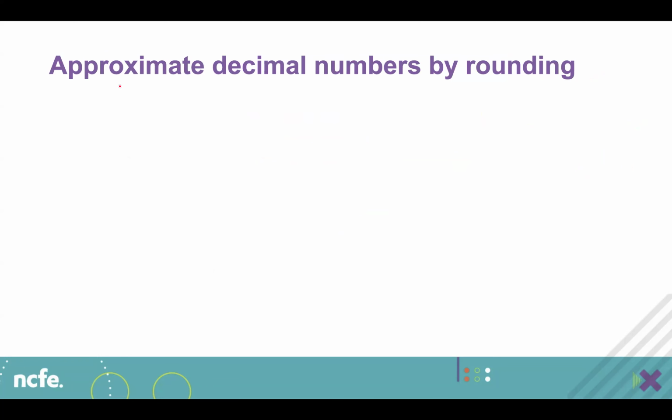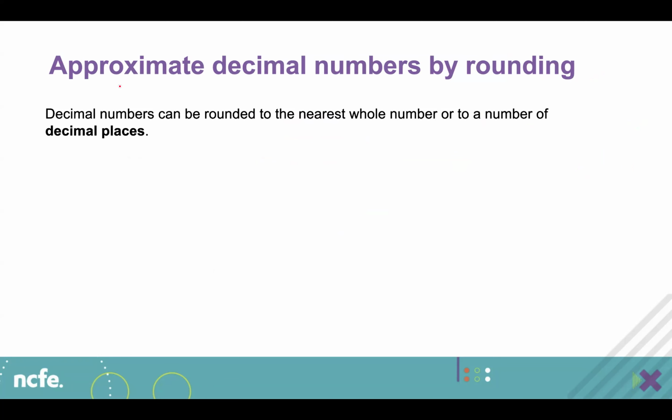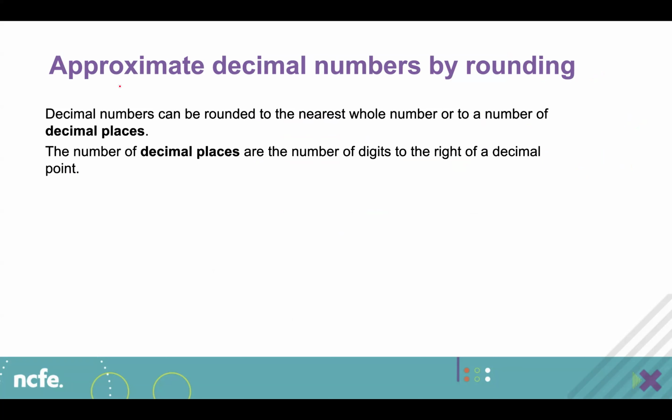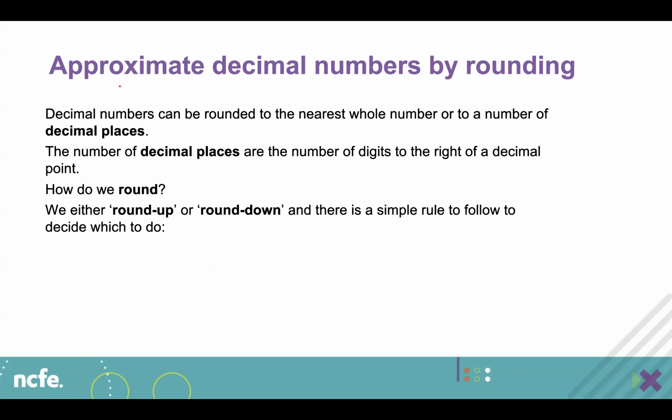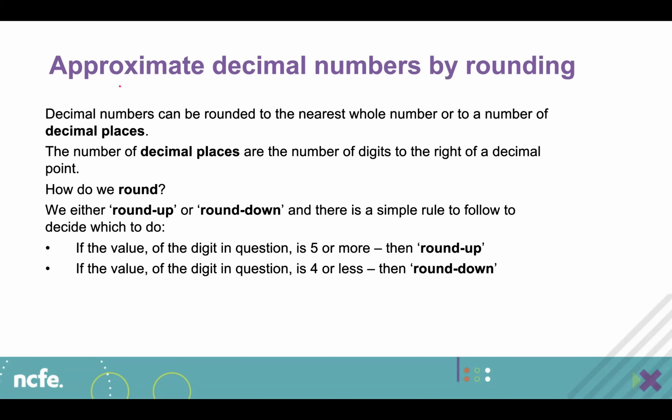Approximate decimal numbers by rounding. Decimal numbers can be rounded to the nearest whole number or to a number of decimal places. The number of decimal places is the number of digits to the right of the decimal point. How do we round? We either round up or round down, and there is a simple rule to follow to decide which to do. If the value of the digit in question is 5 or more, then we round up. If the value of the digit in question is 4 or less, then we round down.